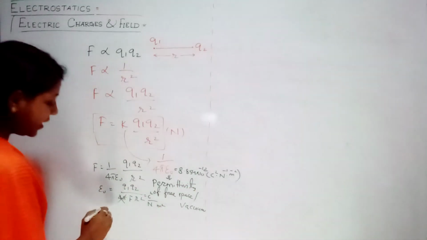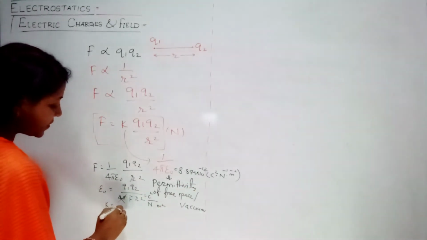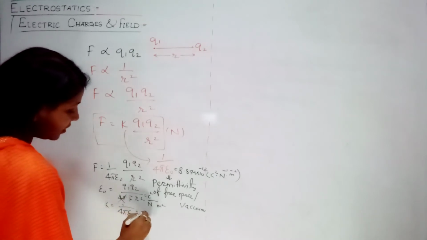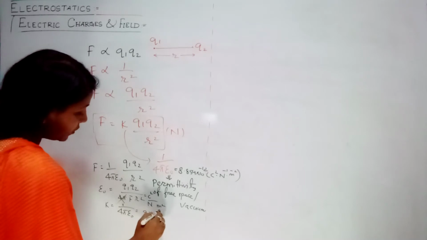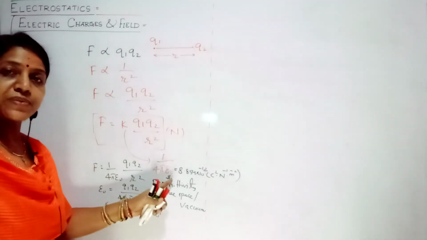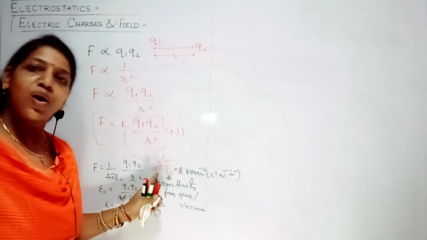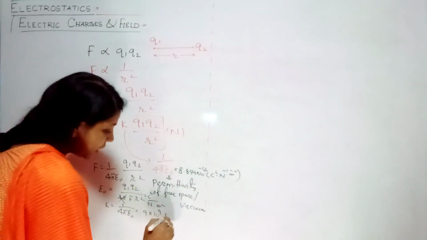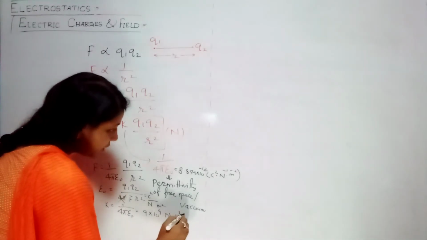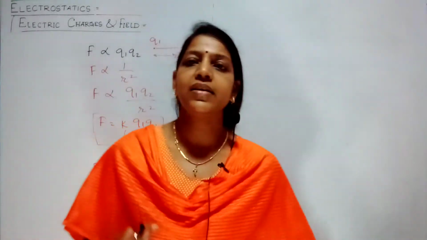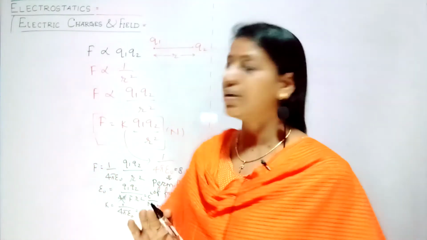This is the unit of epsilon. Similarly, what is K? K is 1 by 4 pi epsilon. If you substitute this value of epsilon, it will give you 9 into 10 to the power 9. What will be the unit of K? It is just the reverse of epsilon naught, 4 pi is a constant. So we will write it as Newton meter square divided by Coulomb square. Is this clear? I hope you understood.